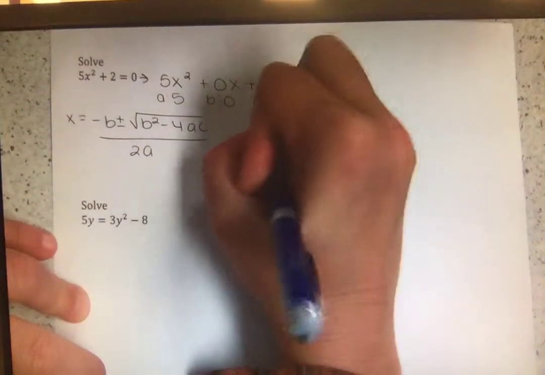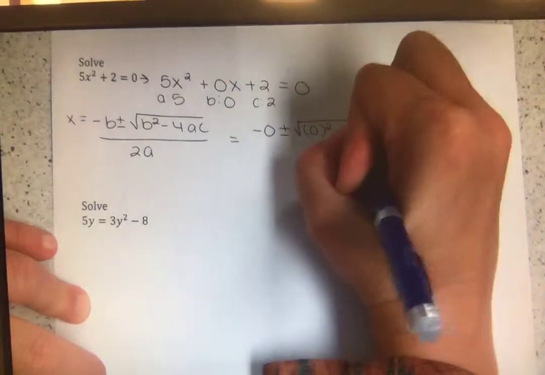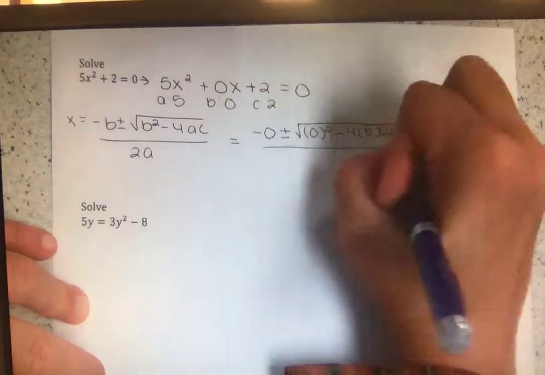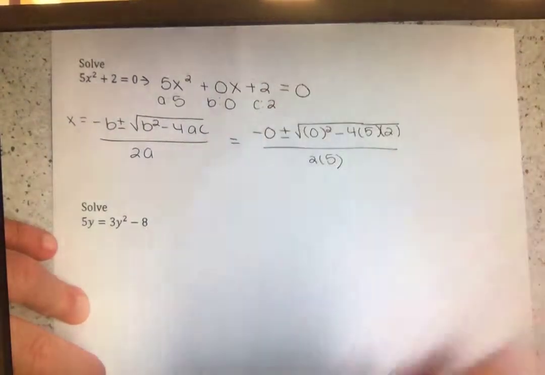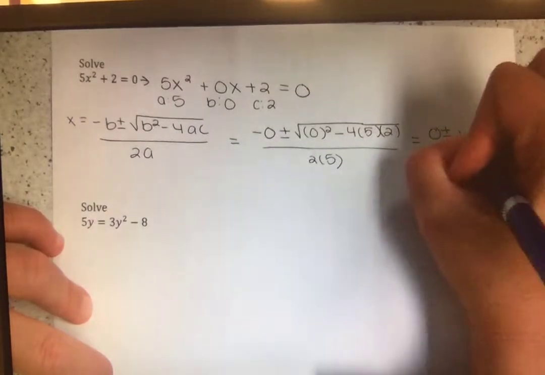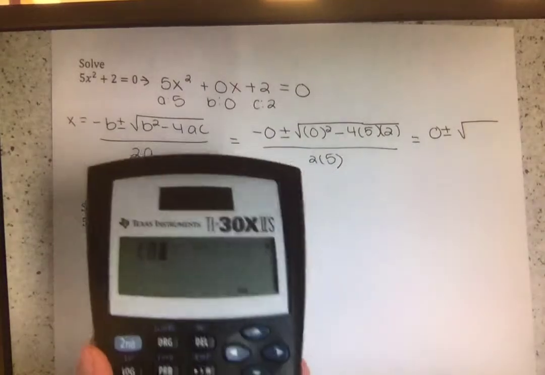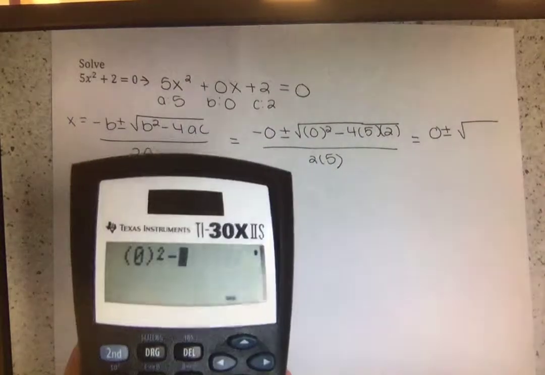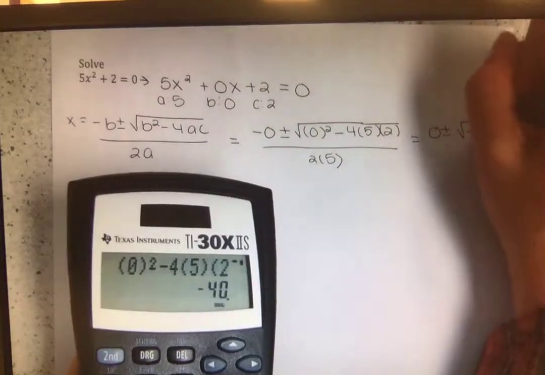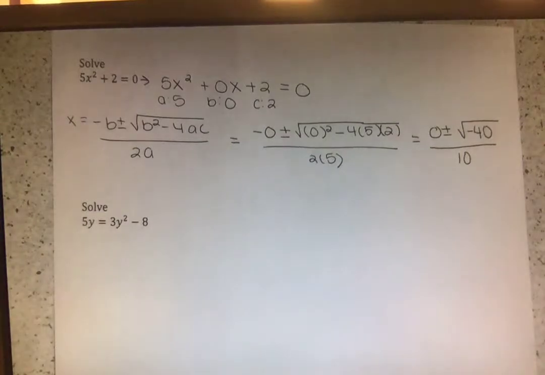we get negative 0 plus or minus the square root of 0 squared minus 4 times 5 times 2, all over 2 times 5. Negative 0 is just going to be 0 plus or minus the square root. Putting all of this into our calculator exactly like we see it, 0 squared minus 4 times 5 times 2, we get negative 40 all over 2 times 5, which is 10.